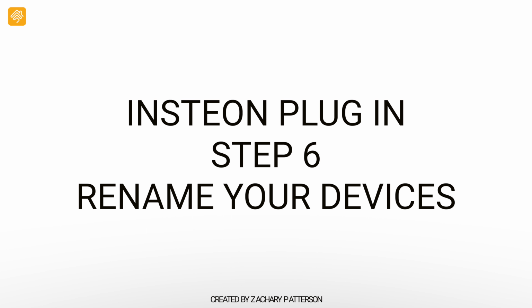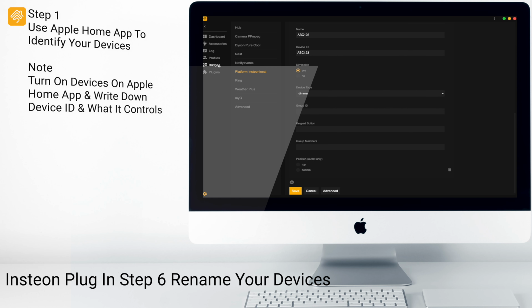Welcome to HOOBS Insteon plugin Step 6. Rename your devices. After you add it to your Apple Home app, you can simply walk around, turn the devices on and off, write down on a piece of paper what device is what device ID, and then just come back in, open your plugin, and you can change the device name.